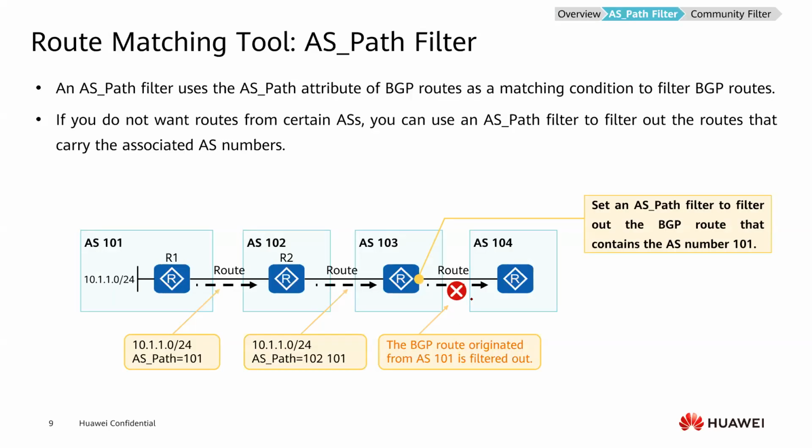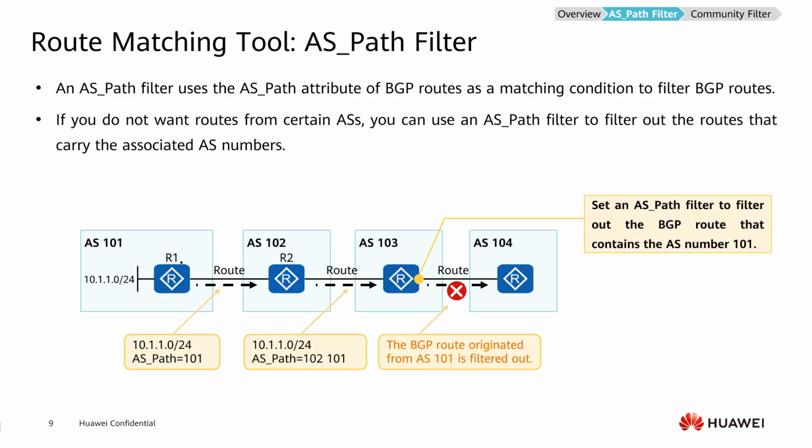Okay, and how to use the regex to do the AS-path filter and the community filter. First, we will go through the AS-path filter. The AS-path attribute is a well-known attribute for BGP, right? All BGP routes must carry this attribute. Whenever it passes through an AS, it will add the AS to the AS-path, just like this.